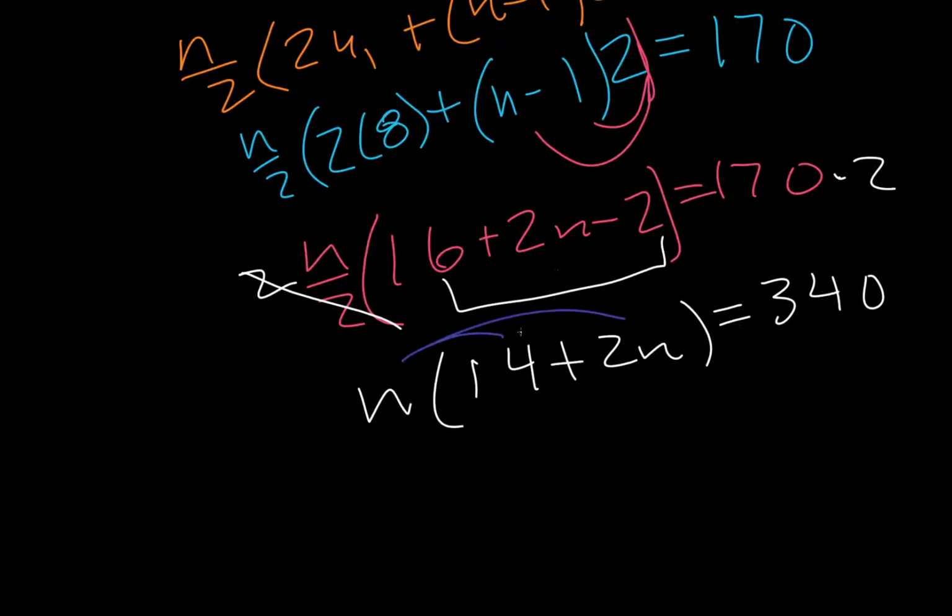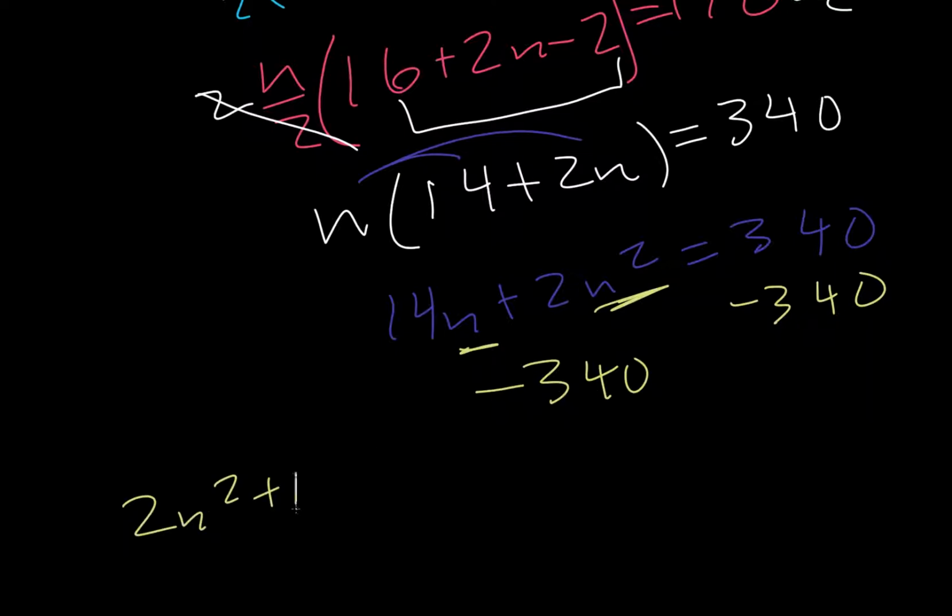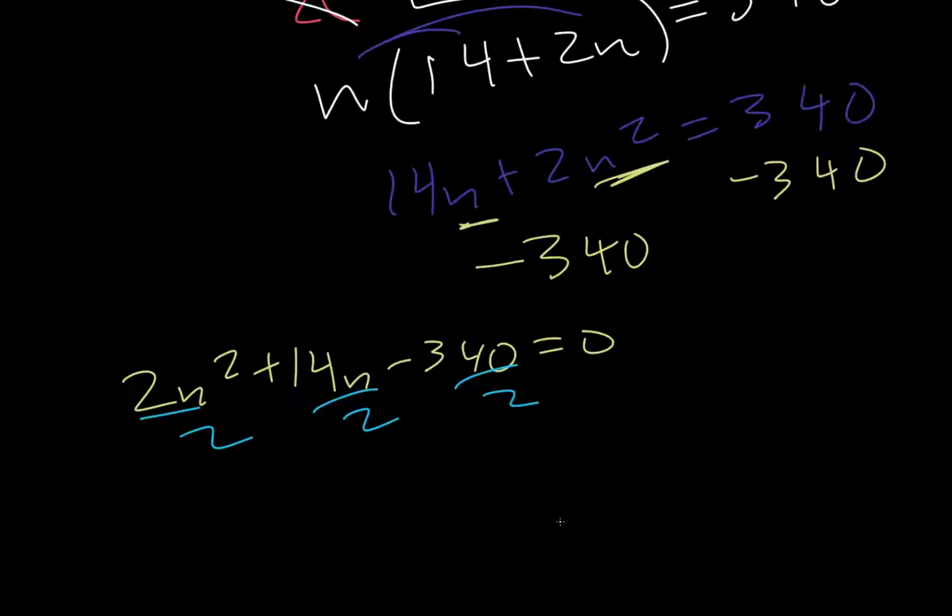Okay, now we distribute the n. So we get 14n plus 2n squared equals 340. So that's going to create a quadratic. So we need to get everything onto the same side. Since we have an n squared and an n, we know it's quadratic. So I'm going to order this how we order quadratics. Okay. We can divide everything by 2, which will make it a little bit easier.